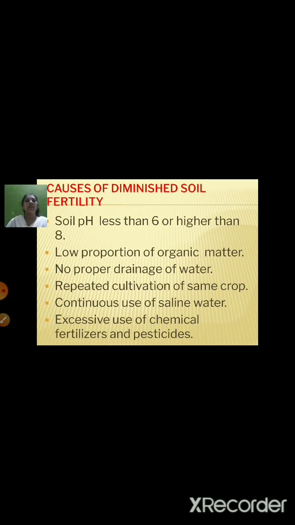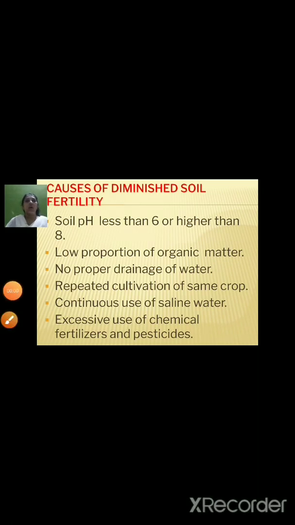Continuous use of saline water. Saline water means it is a mixture of water and salt. If you use it continuously, then also it will be a problem. And excessive use of chemical fertilizers and pesticides. If you use pesticides and chemical fertilizers in excess quantity, then also the soil fertility will be decreased.